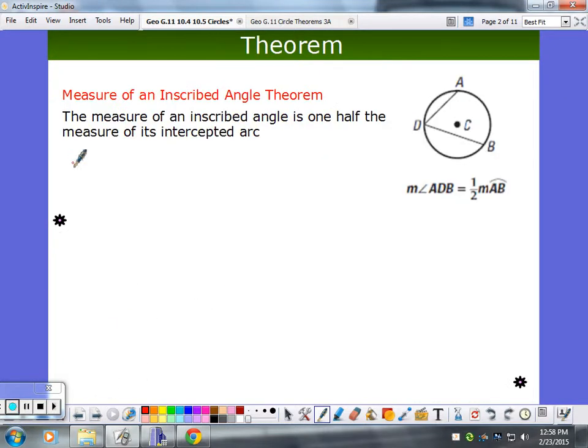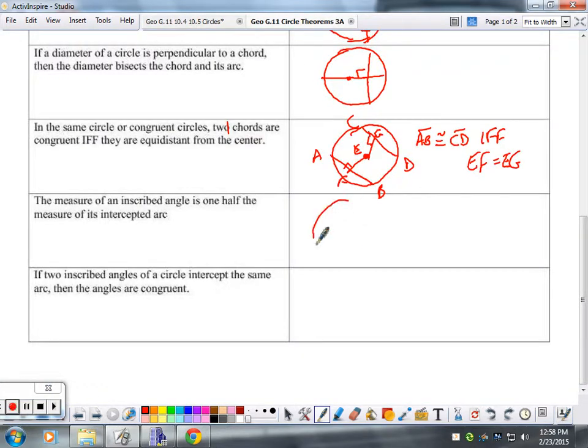So here's our first theorem, and let's just talk about it first. The measure of an inscribed angle is 1/2 the measure of its intercepted arc. So remember, the intercepted arc is the arc formed by that angle, and this angle in here is half of it.